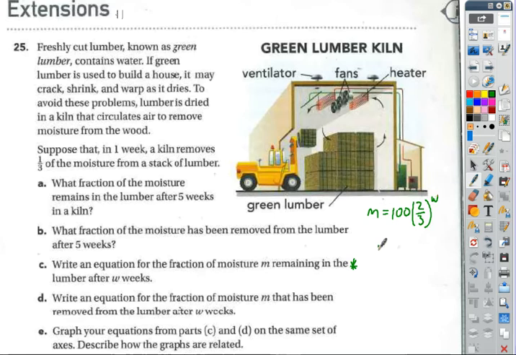My table is going to have weeks, I'm going to 5 weeks, and I have moisture remaining. And so after 0 weeks, we have 100% of the moisture because that's the way it came in. After 1 week, we'll have 2/3 taken out, so we will have 67%. I'm going to round to the nearest whole percent.